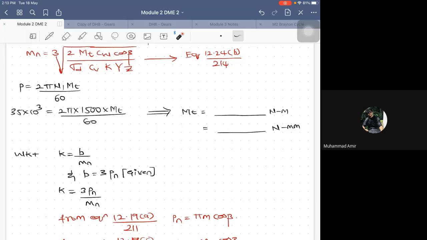First one, you have to calculate MT. For that, P is equal to 2 pi N by 60, right? So N1 you know, P you know. So give me the value of MT, which is torque. Whatever answer you get, it will be in Newton meters. Later you have to convert it into Newton mm.